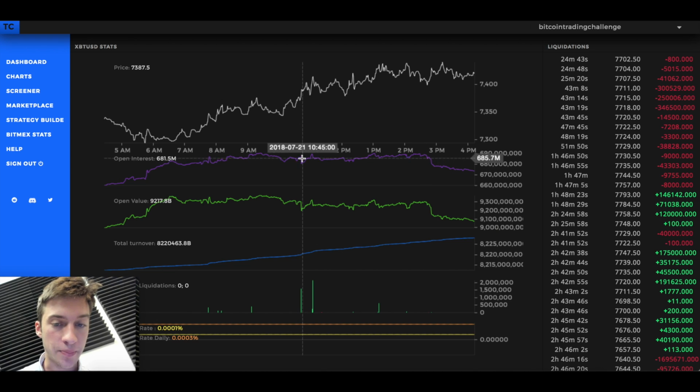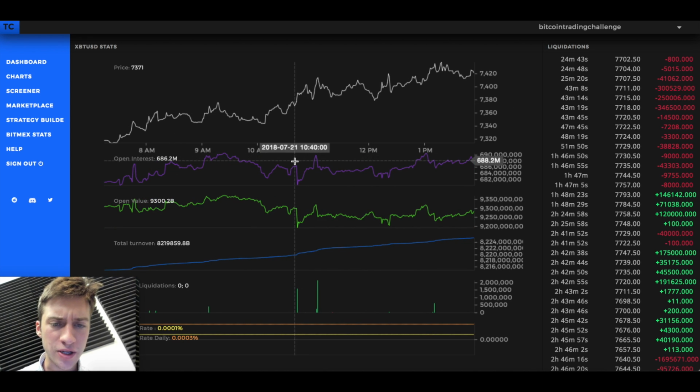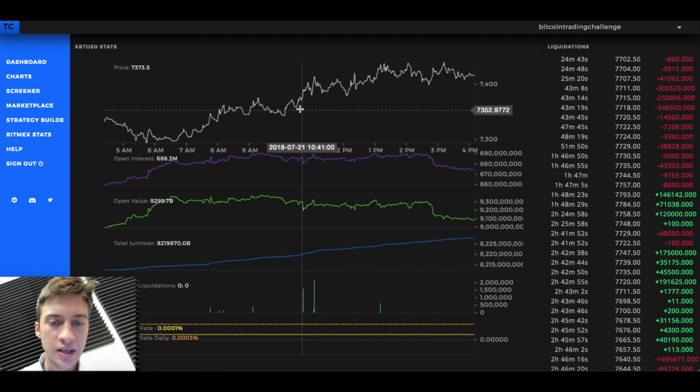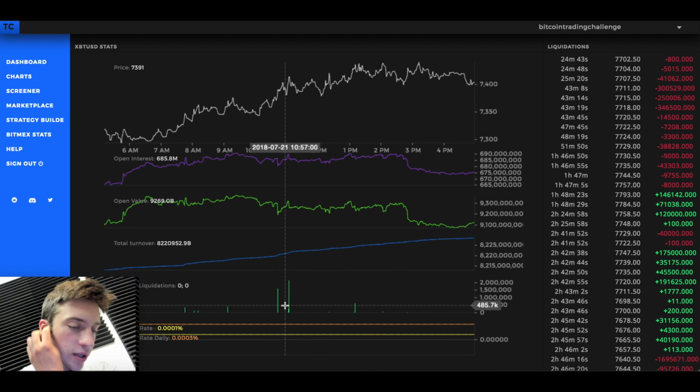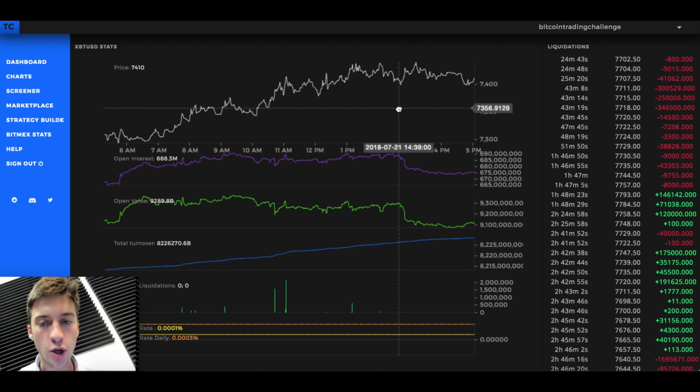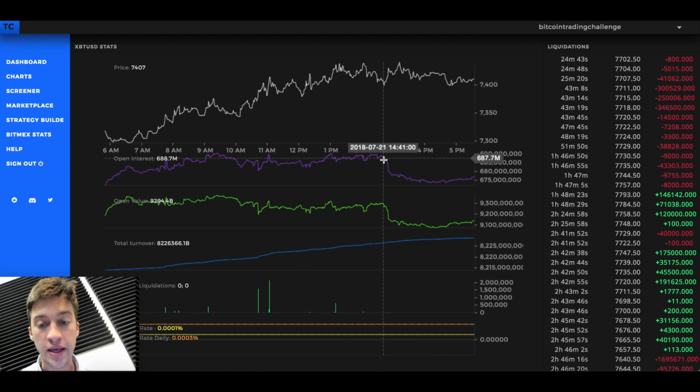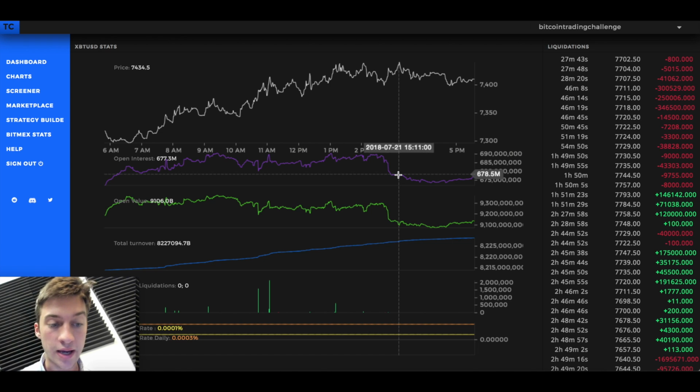Open interest is not dropping. You may argue that open interest drops here, but really not by that much. 686 to 681, that's really nothing. So this is a spot where we probably don't want to short. We only want to begin thinking about shorting, not when the liquidations occur, but when the open interest just begins to drop here. This kind of data is very important and really, I don't think, available to most traders.